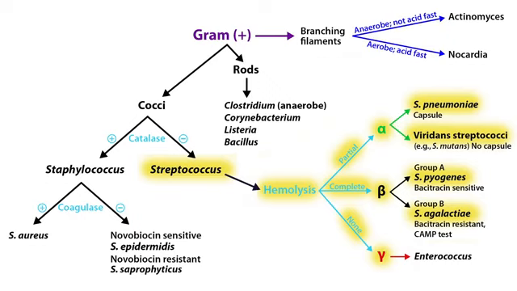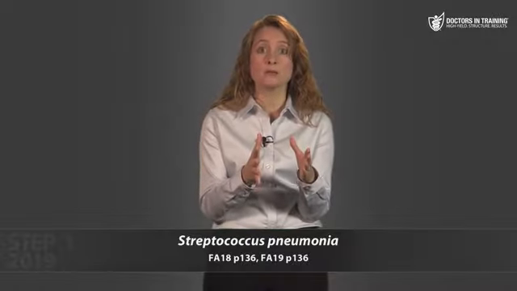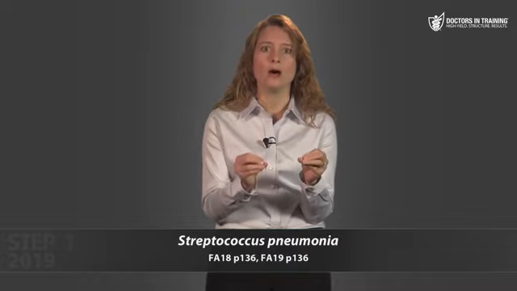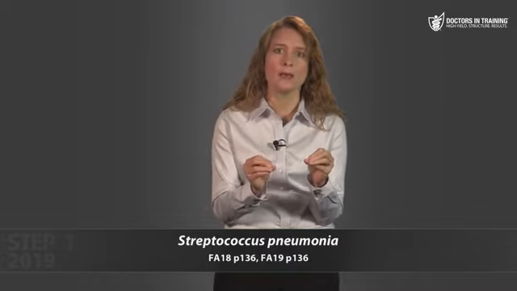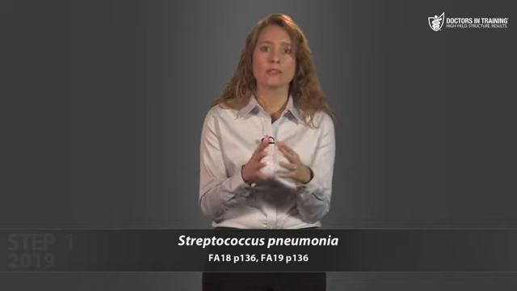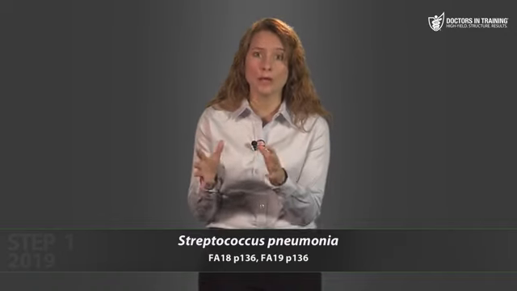Finally, there's gamma hemolysis, where there's no evidence of hemolysis. Enterococcus usually exhibits gamma hemolysis, as does Streptococcus bovis. Okay, let's talk about one of the Streptococcus species that you definitely need to know about, and that's Streptococcus pneumoniae. You will also hear this referred to as strep pneumo or as pneumococcus.